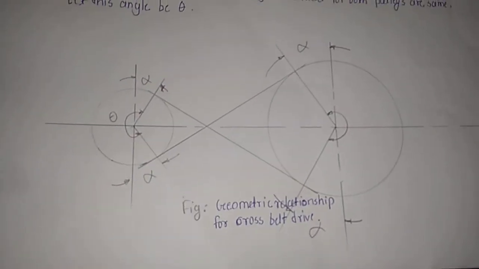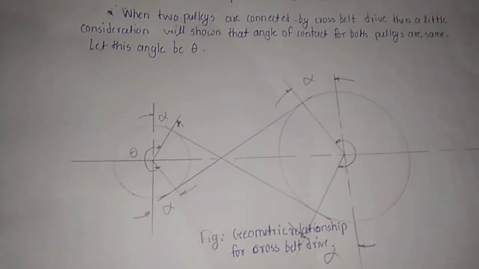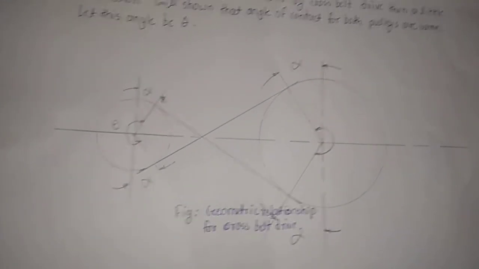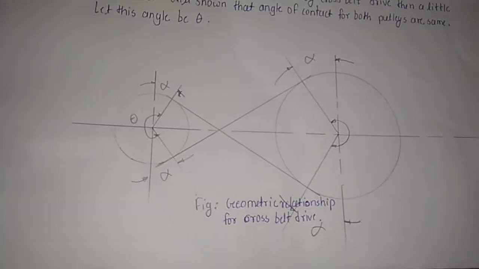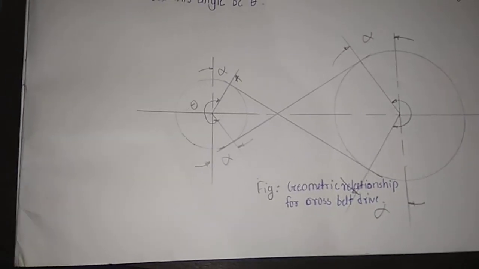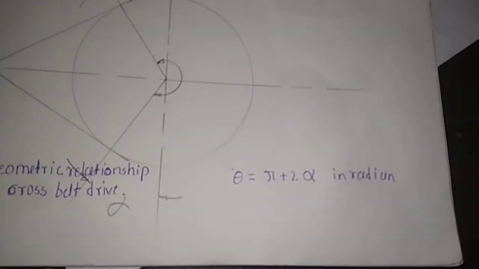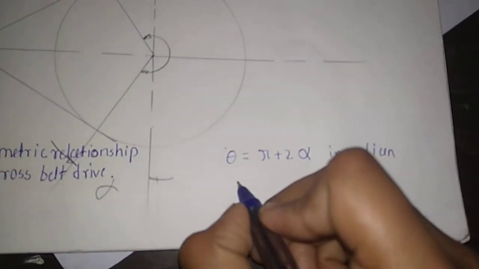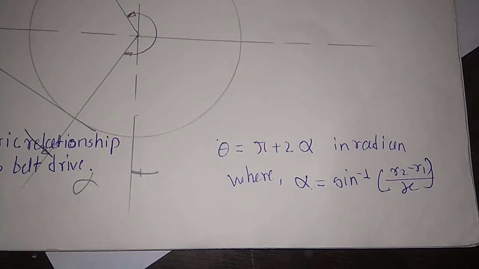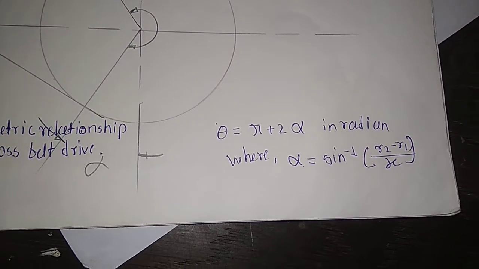Here you can see alpha, and the distance between the centers of the two circles is x. From the geometric form we can see that for both pulleys, the angle of lap for the cross belt drive, theta, is equal to pi plus 2 alpha in radians, where alpha is equal to sine inverse of (r2 minus r1) by x.